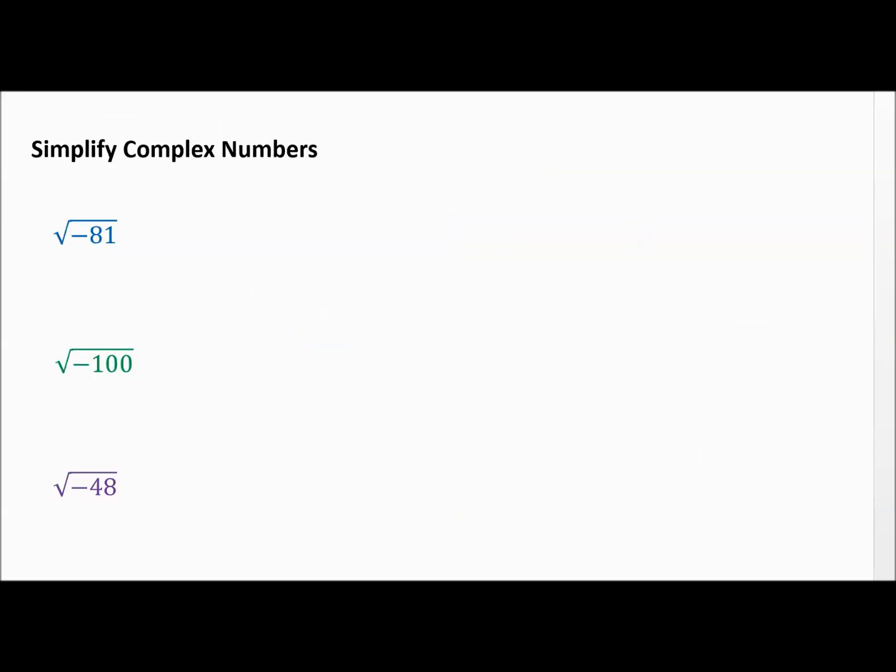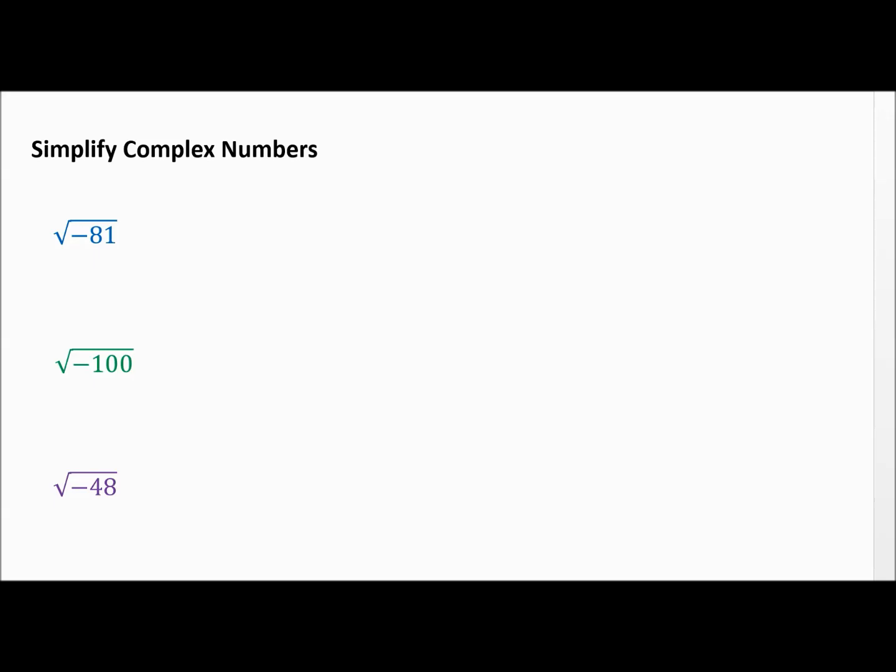So let's work with some of these complex numbers, shall we? It says simplify the complex number. We've got the square root of negative 81. Now we already know that's not a real number, right? Because we cannot take the square root of a negative number until we have this brand new number system called complex numbers, and now it's allowed.